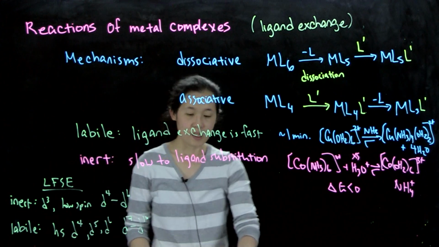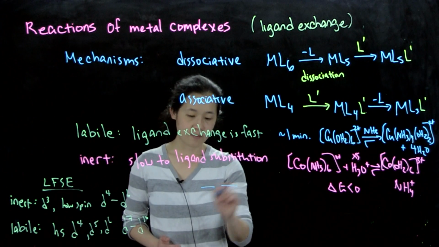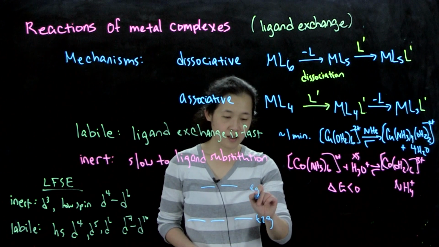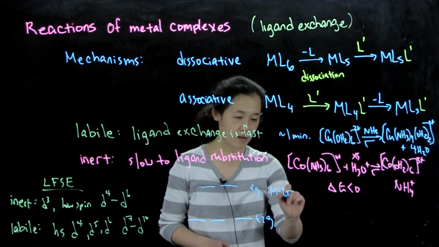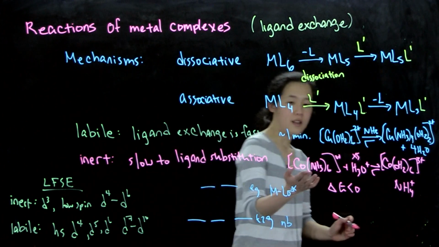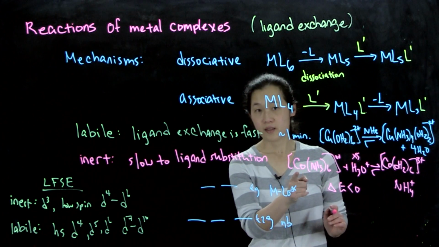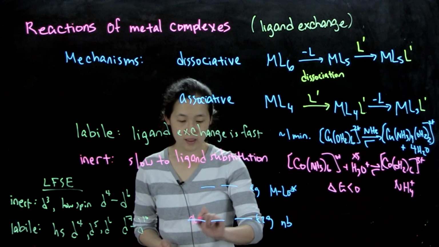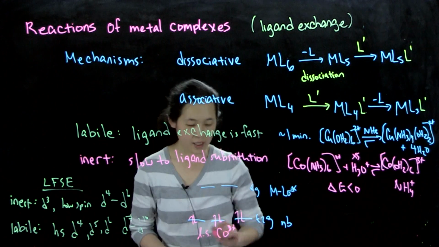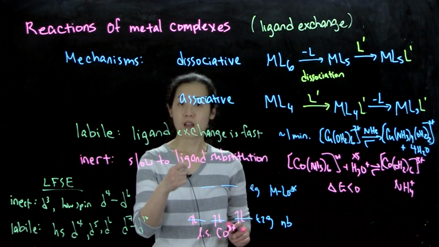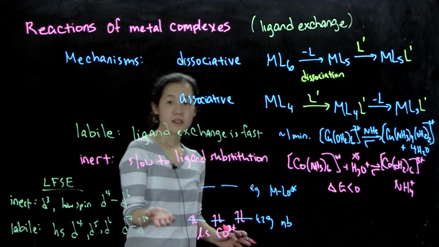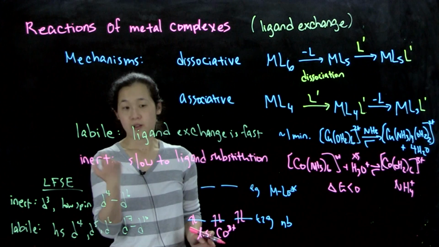Another way to think about it is an octahedral d orbital splitting diagram. We know that t2g and eg, this is metal-ligand sigma star, and for sigma-only ligands, the t2g is non-bonding. If we're cobalt 3+, so it's low spin d6, we have no electrons in the ML sigma star. We have them in the non-bonding orbitals. So as a result, we're not weakening, and we have really strong metal-ligand bonding.